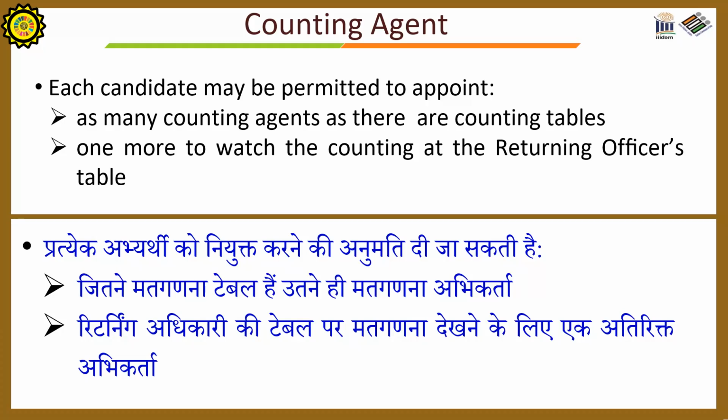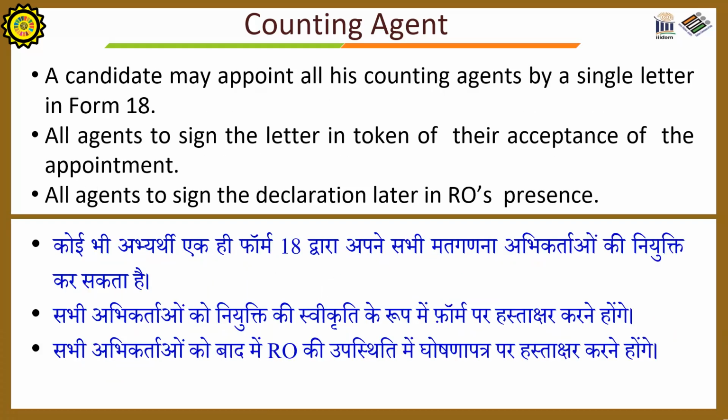Counting agent. Each candidate may be permitted to appoint as many counting agents as there are counting tables, plus one more counting agent to watch the counting at the returning officer's table. A candidate may appoint all his counting agents by a single letter in Form 18. All agents are to sign the letter in token of their acceptance of the appointment. All agents are to sign the declaration later in the RO's presence also.